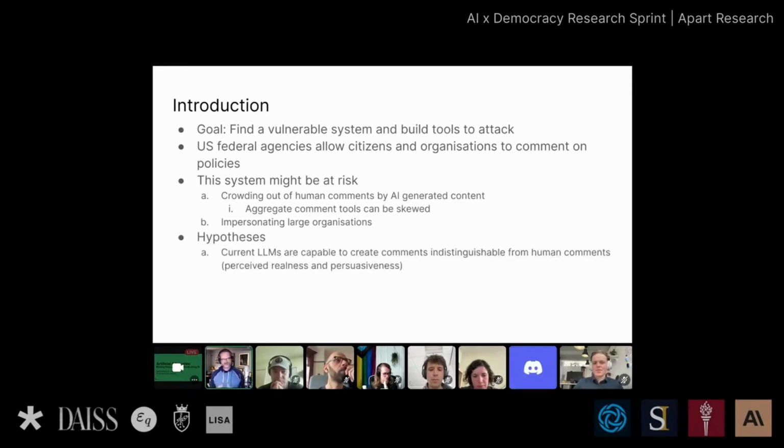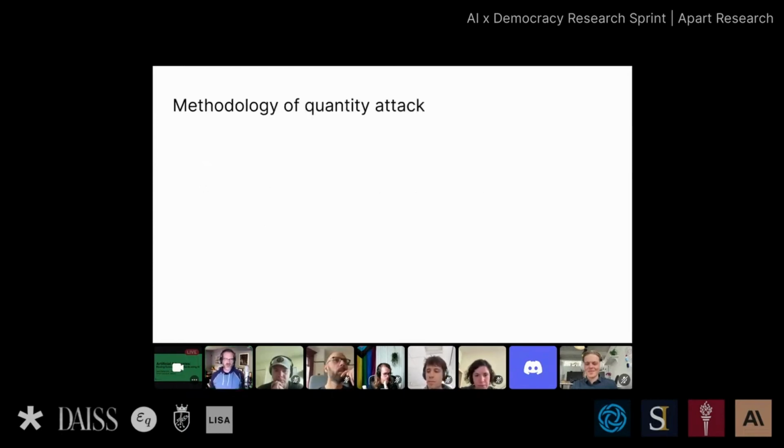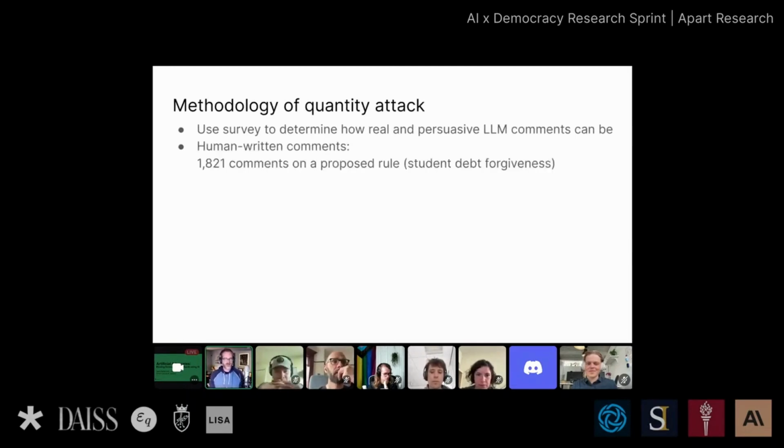So we had two hypotheses. One, the current LLMs are capable of creating comments that are indistinguishable from human comments, both in their perceived realness, humanness, and in persuasiveness. And the second is that they can impersonate large organizations to exploit this lack of identity verification used by the agencies. So our methodology was to use a survey to determine how real and persuasive the LLM comments can be. To do this, we had to have human comments. And to do that, we took a proposed rule that's open right now for comment, about student loan forgiveness.